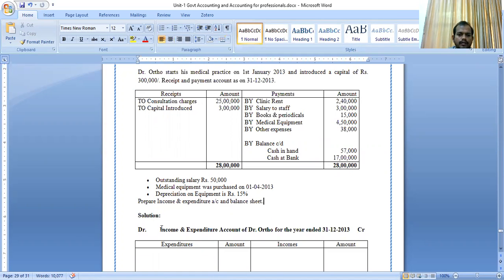So we have to prepare income and expenditure account of Dr. Artho for the year ended 31st December 2013, as well as the balance sheet, from the given information.